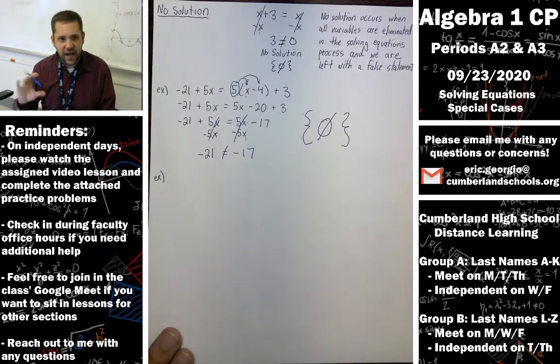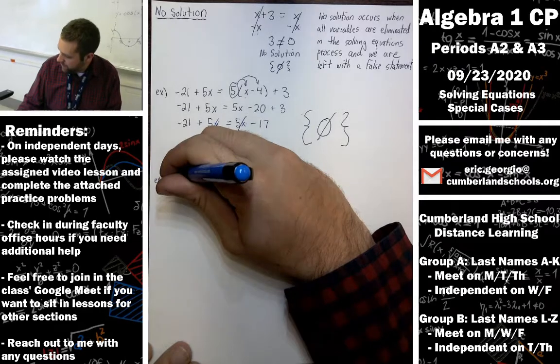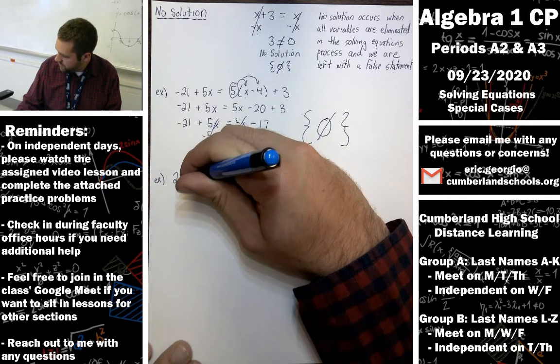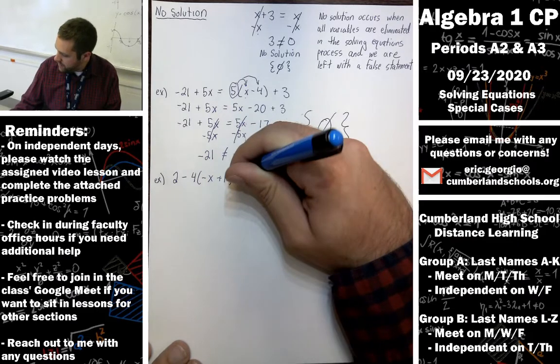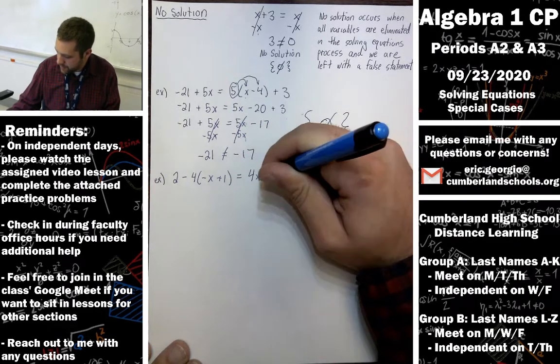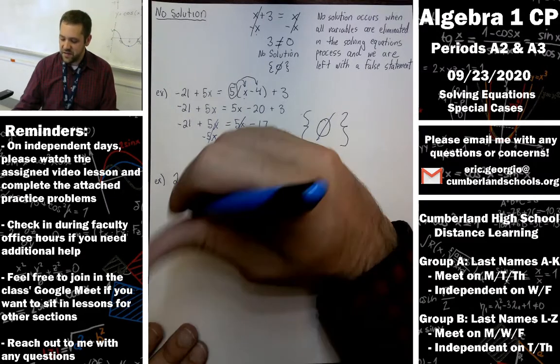Okay, this one's going to have another one of those distributing negatives in there, so be on the lookout for that. We got 2 minus 4 times the opposite of x plus 1 is equal to 4x minus 6. Okay, take a look at this. This one is actually a little frustrating because you'll see it's so close to having a solution, but it doesn't. Let's take a look as to why.